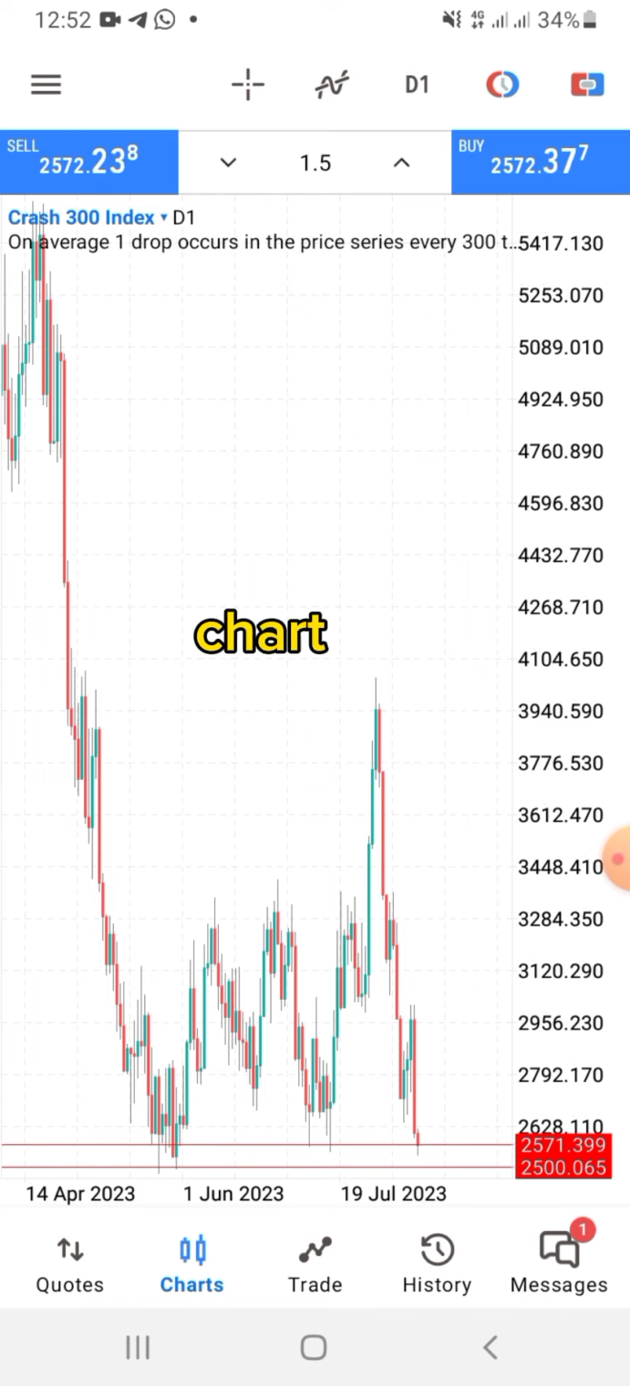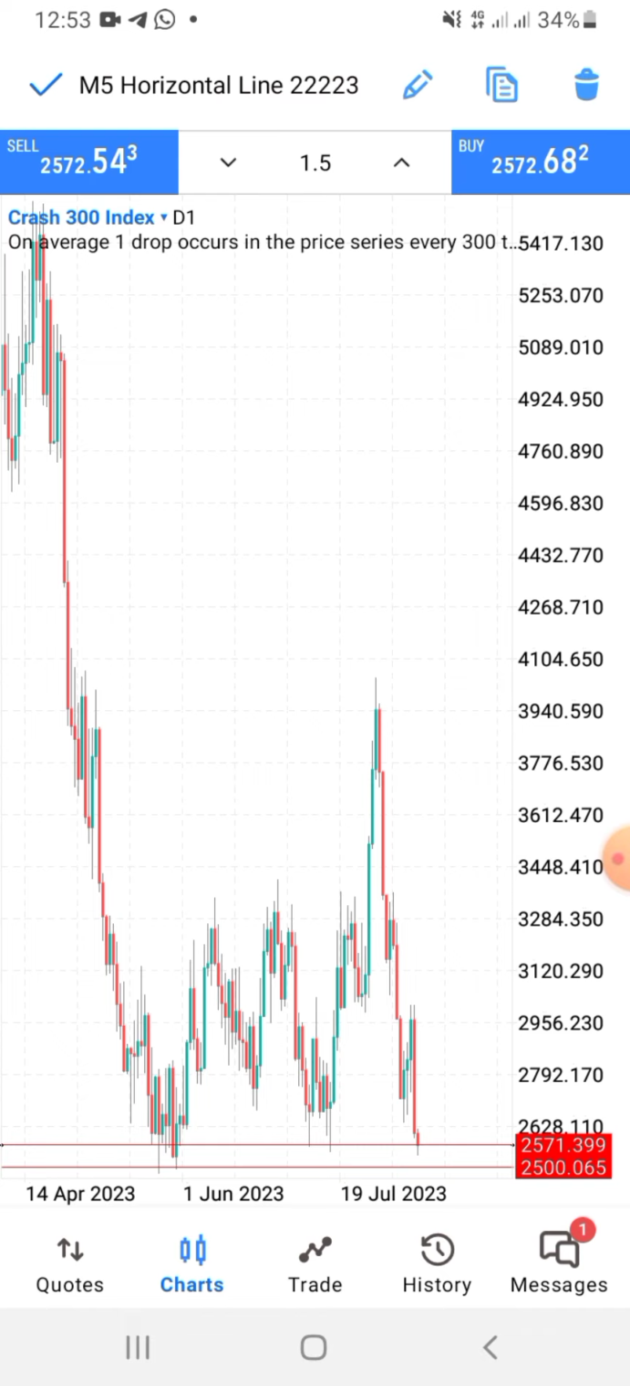All right, you can see my chart. I have a chart on the Crash 300. With this strategy I'm going to show you right now, you are going to grow even a small account. It does not matter which time frame you're working on. All you need to do is to know your top down analysis. All right, top down analysis.